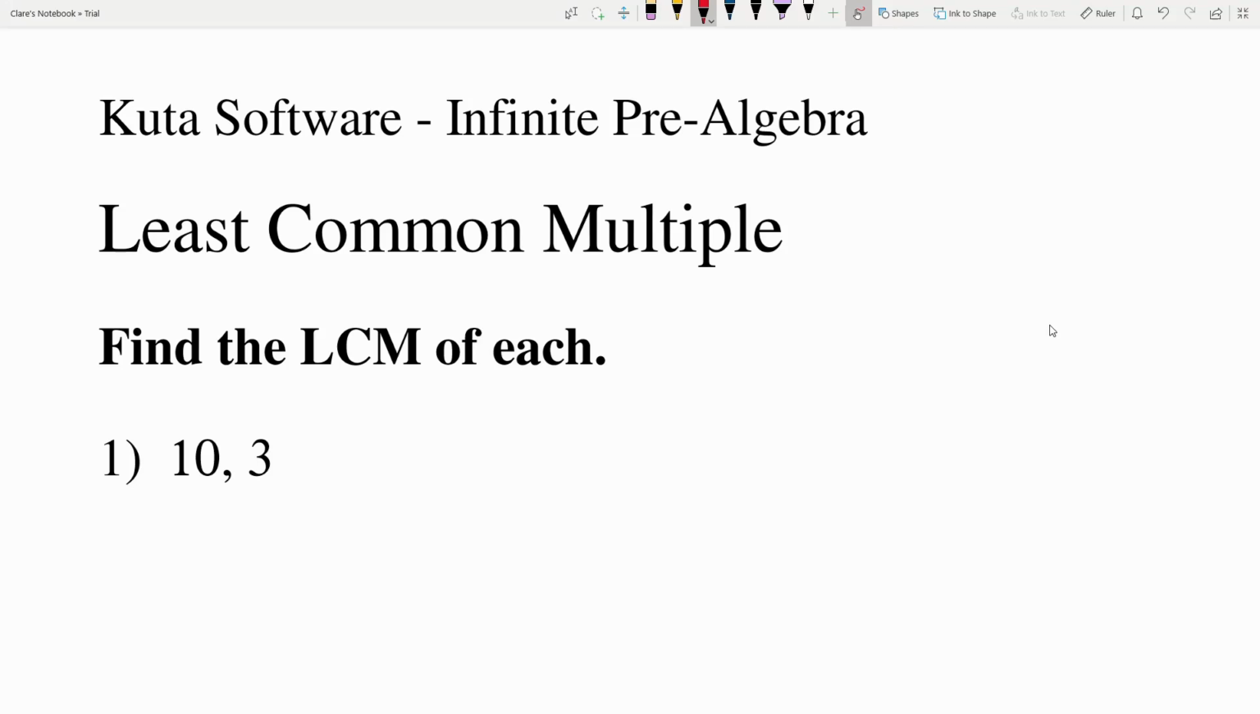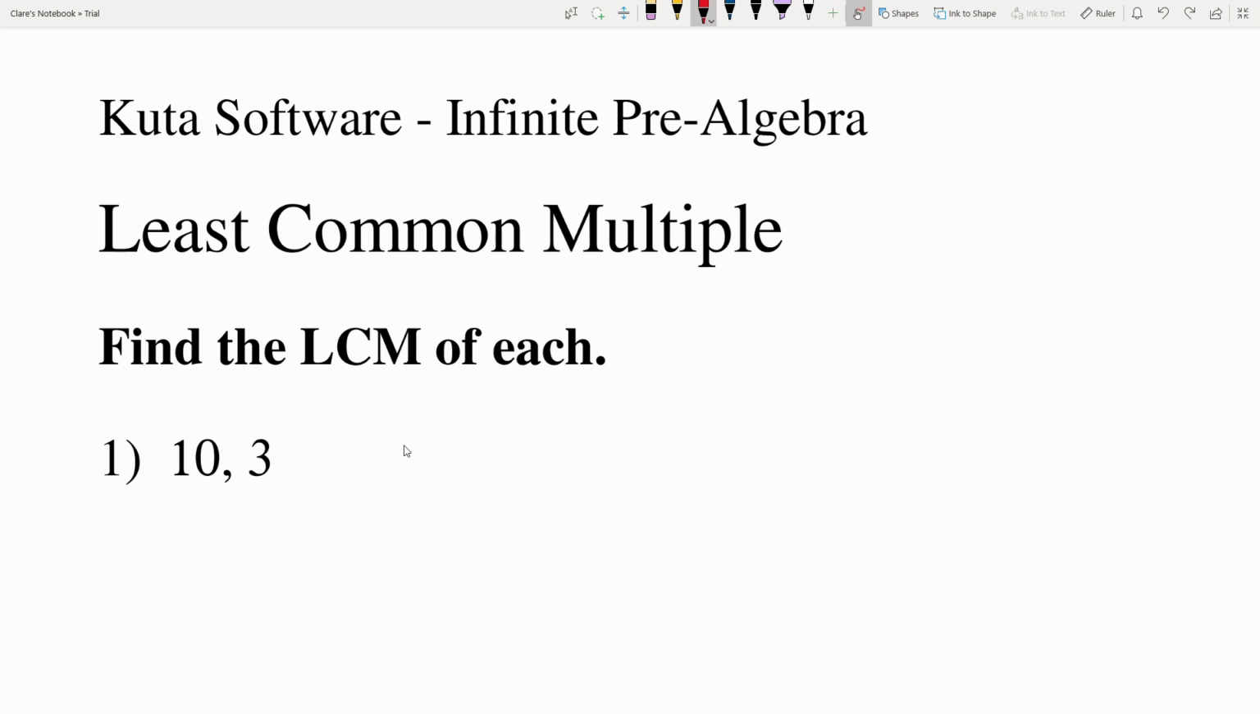In this video, we're going to start the Kuta Software Infinite Pre-Algebra free worksheet, Least Common Multiple. In this worksheet, we're going to be finding the LCM of each, and the LCM is the least common multiple. But what exactly is the least common multiple?